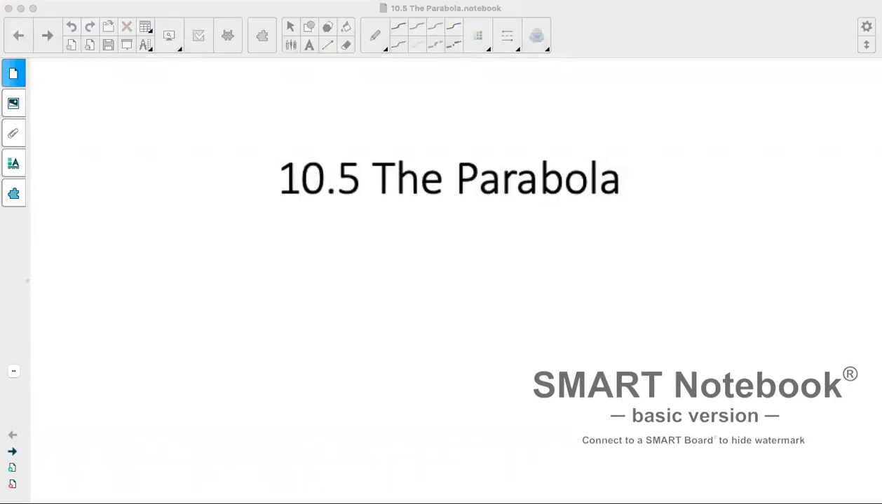Hi, today we are looking at the last section of chapter 10, which deals with a parabola. So in the past, in grade 11, you dealt with the parabola, but we only dealt with ones that opened vertically. Today, we will look at both vertical and horizontal and how to tell from an equation whether it's going to be opening vertically or horizontally.